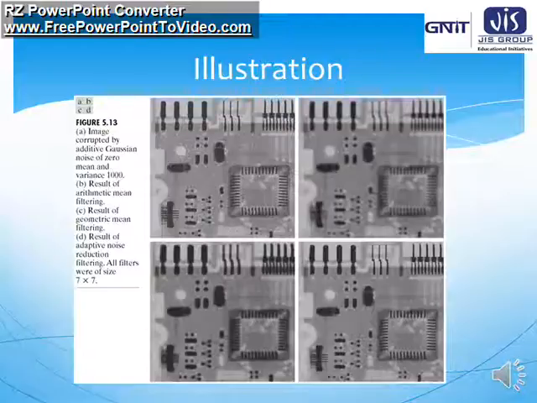Image C is the result of geometric mean filtering. That means this is nothing but the output of image A if we use geometric mean filtering. So the image is getting clearer. The last one is, if we apply additive noise reduction filtering on image A, we will have image D. Our last image is nothing but the result of additive noise reduction filtering applied on image A.